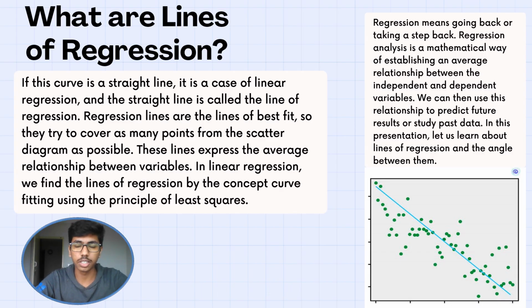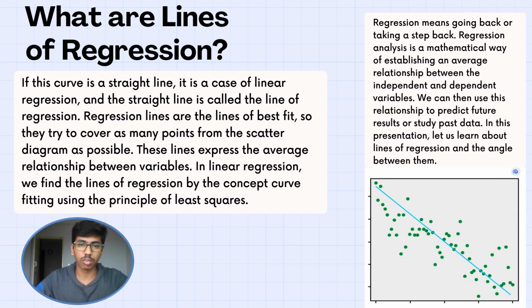What are lines of regression? Regression means going back or taking a step back. Regression analysis is a mathematical way of establishing an average relationship between independent and dependent variables. We can then use this relationship to predict future results or study past data. In this presentation, let us learn about lines of regression and the angle between them.